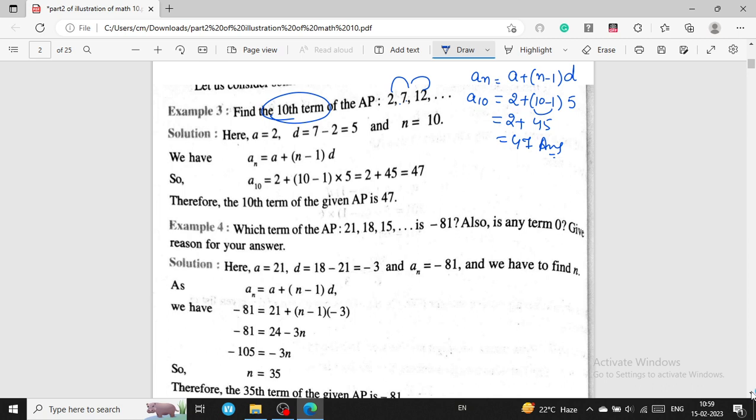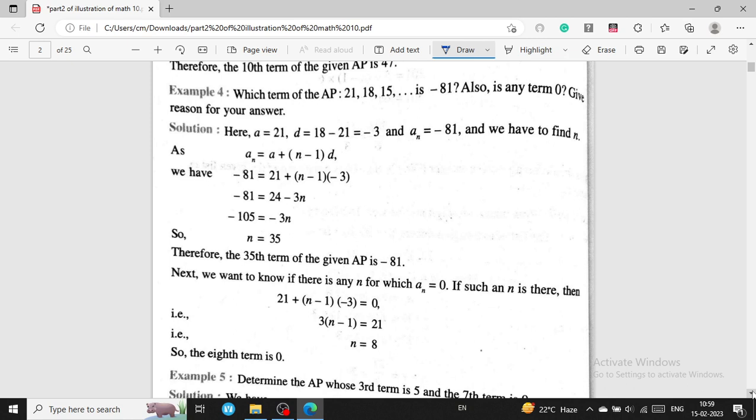In the next example, which term of the AP 21, 18, 15 is minus 81? We have to find now which term will be minus 81. That means we have to find n.